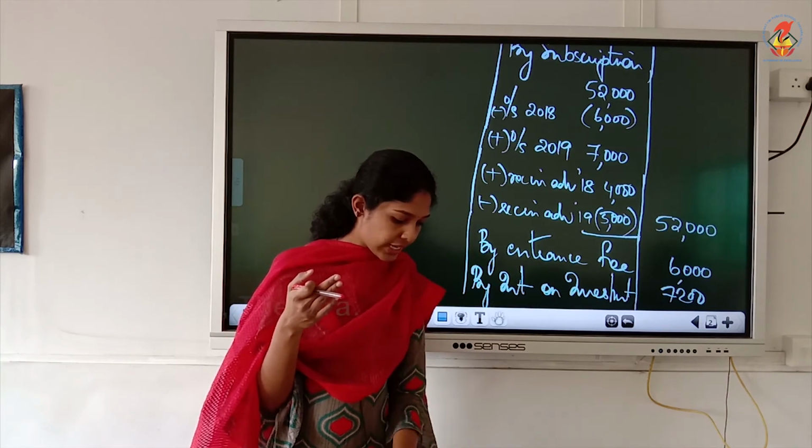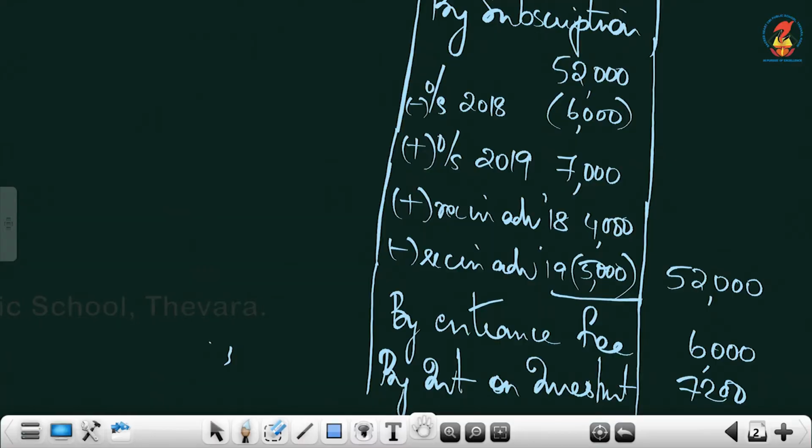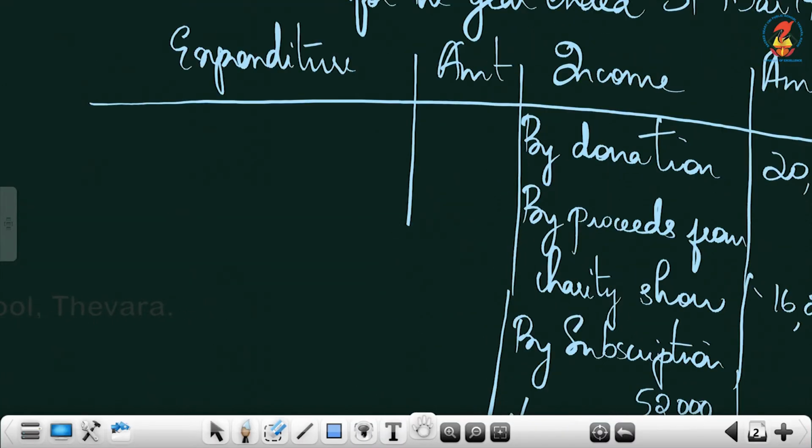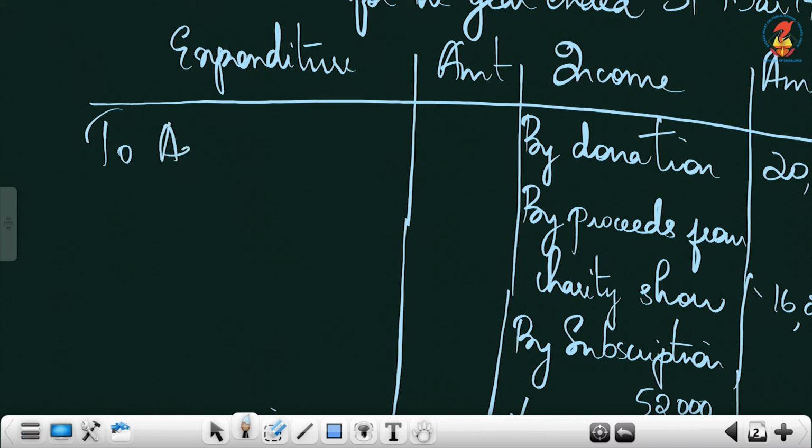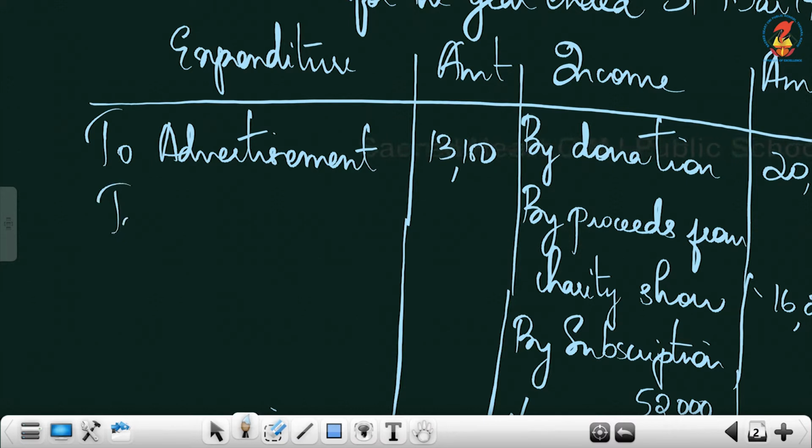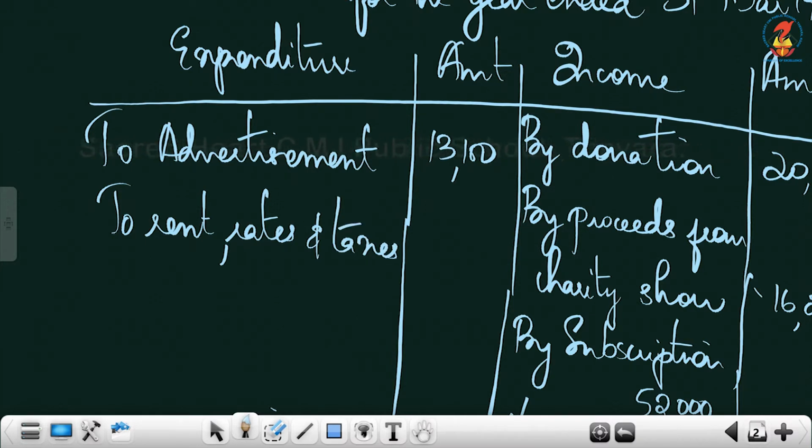Then your payment side, advertisement, that is recurring in nature. So we can write it, but not on the income side. Payments means all these will come on the expenditure side, that you have to remember. So we'll write advertisement. The amount is 13,100. Then we have rent, rates and taxes. All these are recurring in nature, revenue items. So you can write it here. Rent, rates and taxes, that is 14,000.